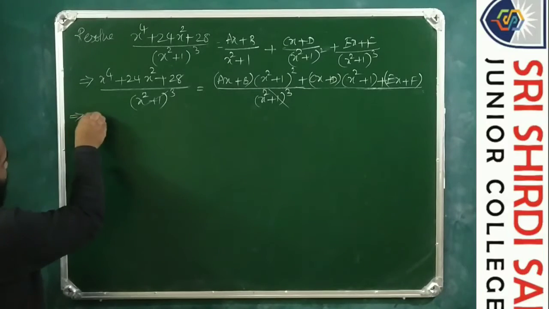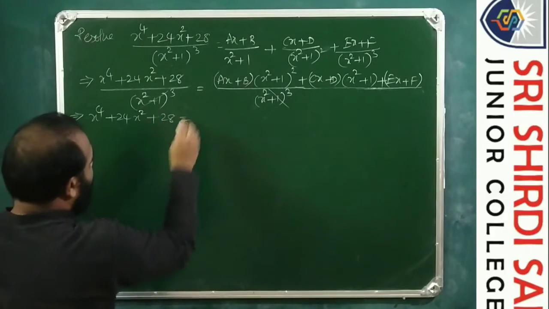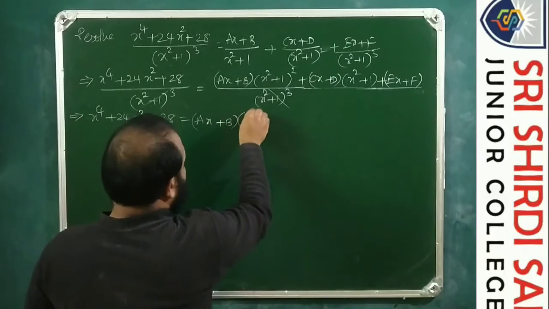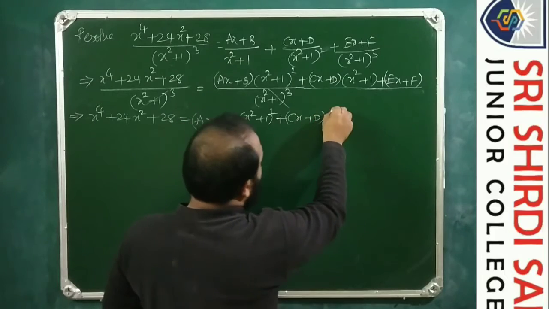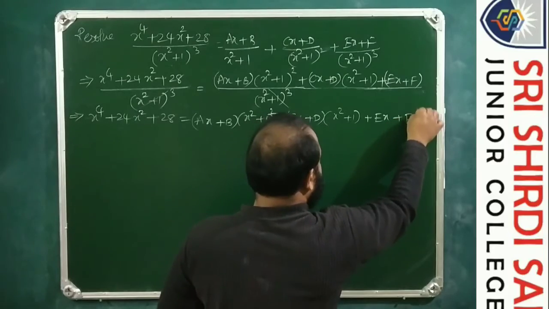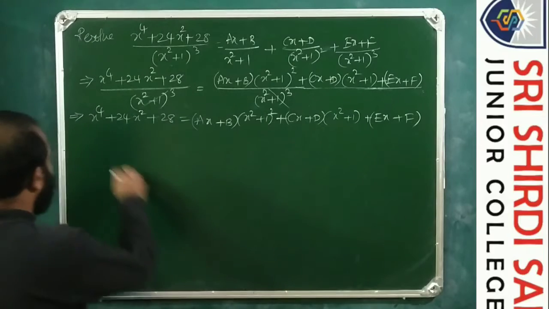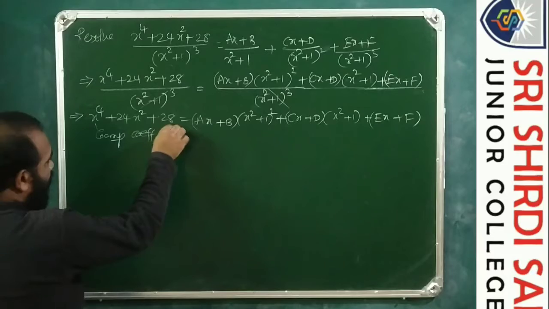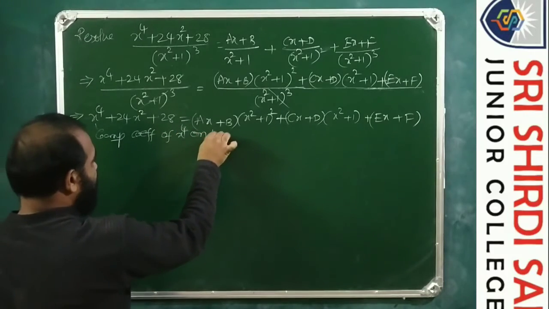So we get x power 4 plus 24x square plus 28 is equal to ax plus b into x square plus 1 whole square, plus cx plus d into x square plus 1, plus ex plus f. Now let us compare the coefficients on both sides. Comparing coefficients of x power 4 on both sides.